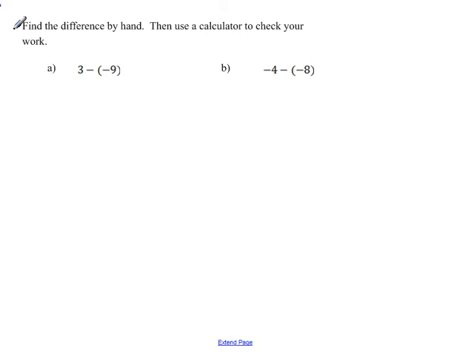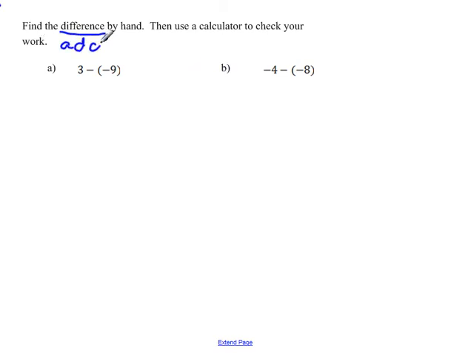Find the difference by hand, then use a calculator to check your work. So again, we're being asked to find the difference, so we know that we're going to be dealing with a subtraction problem. And as we've been talking about in this section, instead of thinking about subtracting, we're just going to go back to our rules for addition. And anytime we see subtraction for now, we're just going to be thinking about add the opposite.